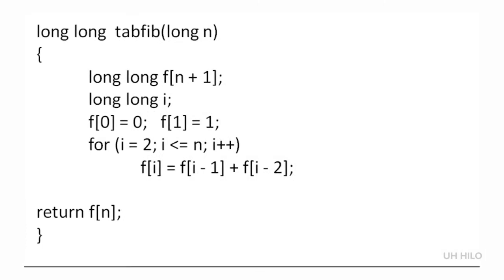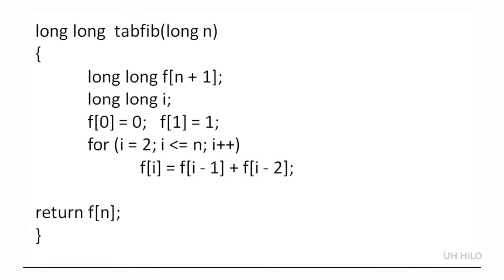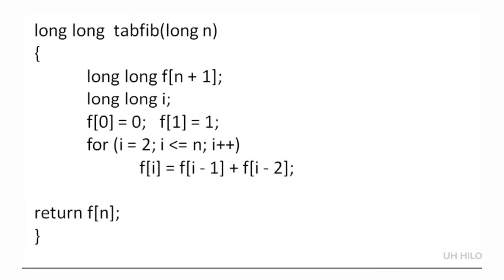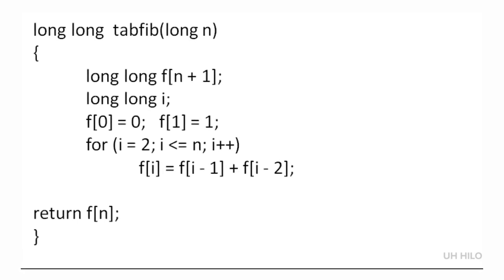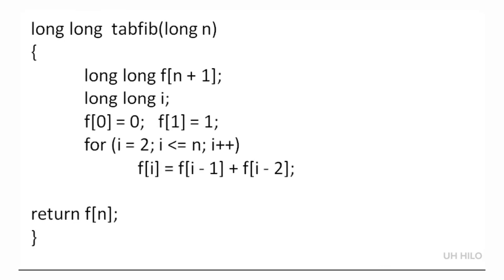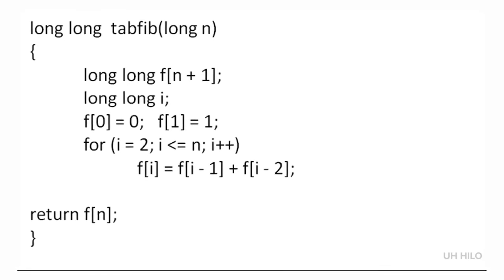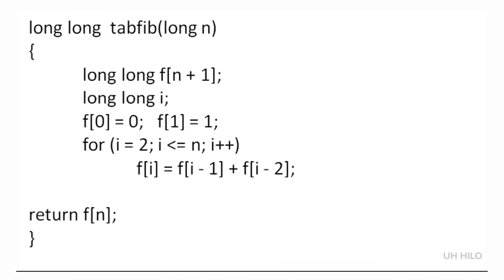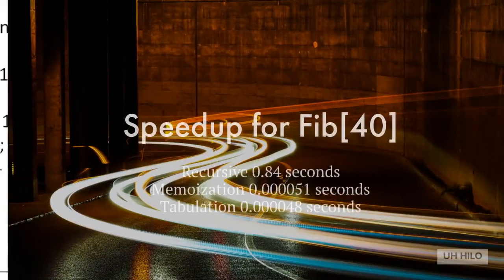In contrast, this is a tabulation approach to finding the Fibonacci number. We begin by building a table in a bottom-up fashion and return the last entry from the table. So we basically build the solution of the subproblems from the bottom up and use those previous solutions to calculate the one that we're currently interested in.